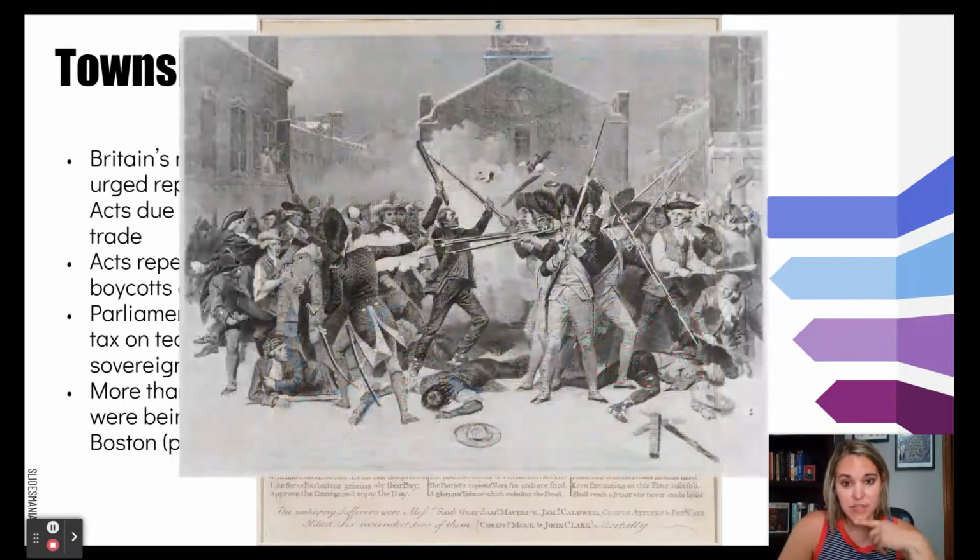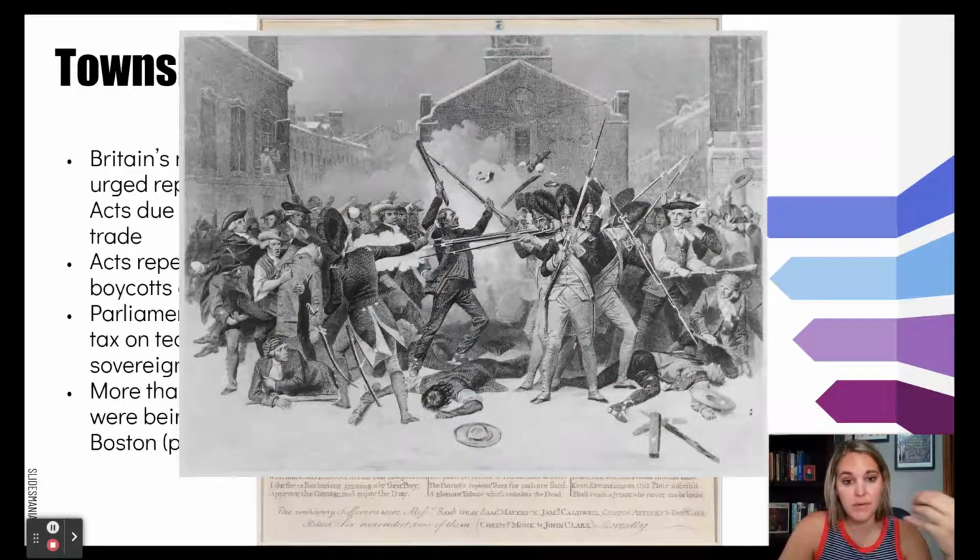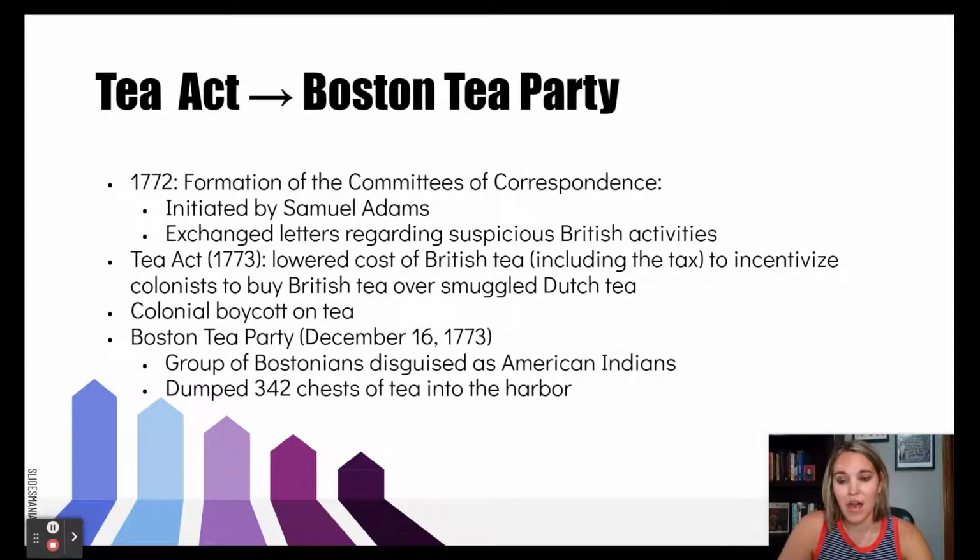Now, this is an image that was created later based on more of the accounts, and this is more likely a more accurate portrayal showing violence and chaos, and really no one particularly completely at fault here. Okay, let's move on to what happens next.